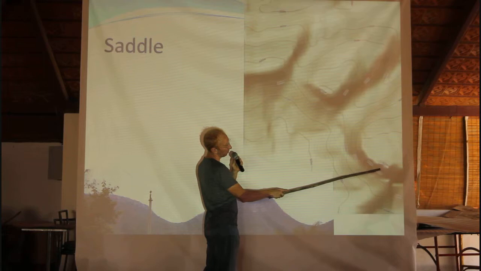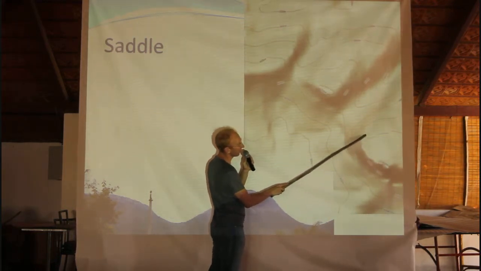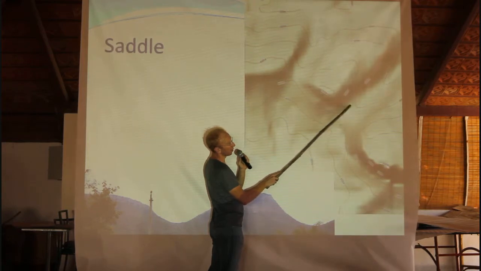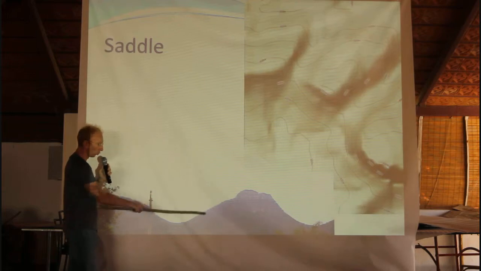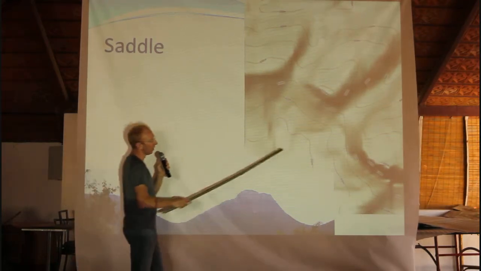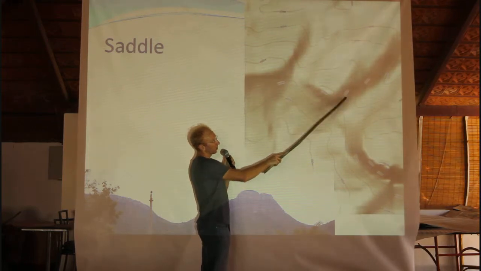You're going from 900 to 800, 700, 600. Then you come to the lowest point, which is the saddle. And so you walk down from the peak to the saddle, the lowest point. And as you cross the saddle, again, you're cutting inside. You're going to inverted U's.